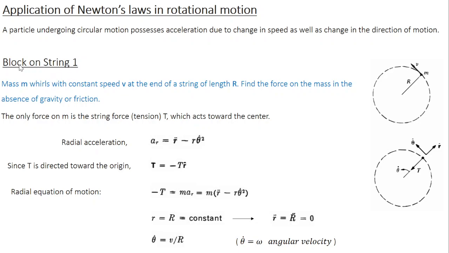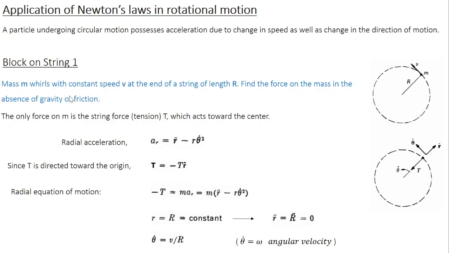So this is a block which is attached to a string. A block of mass m rotates with constant speed v at the end of a string of length r as shown in this figure. Find the force on the mass in the absence of gravity or friction.